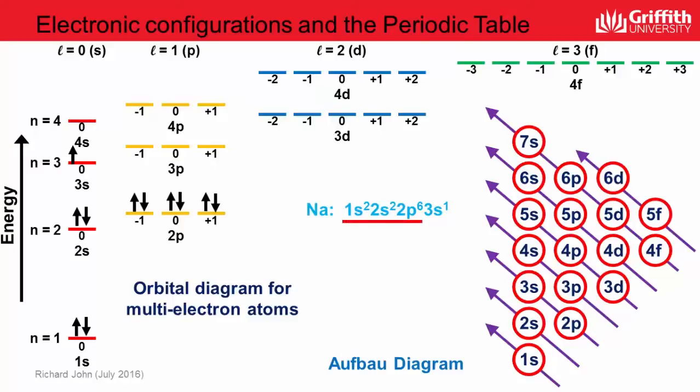And we recognize that this part of the electron configuration is actually the electron configuration for the noble gas neon. And so we can write a condensed electron configuration by placing neon in square brackets and then having the 3s1 electron as the outer shell electron.